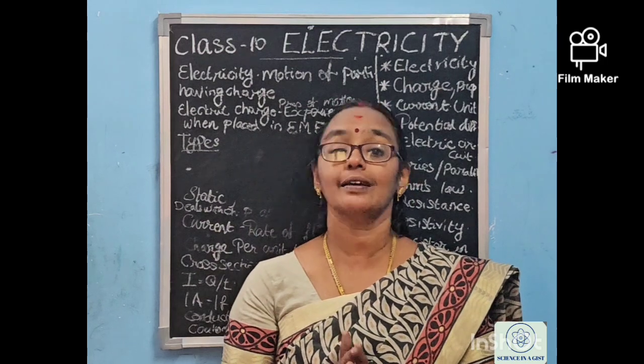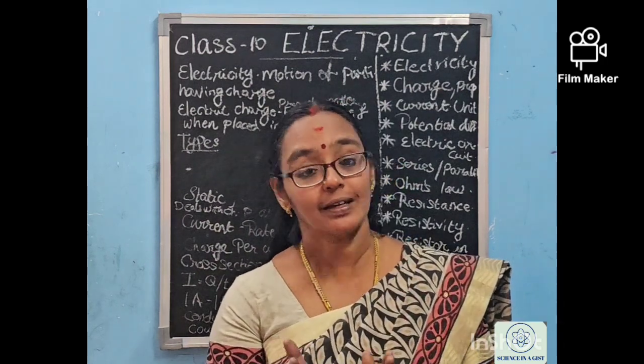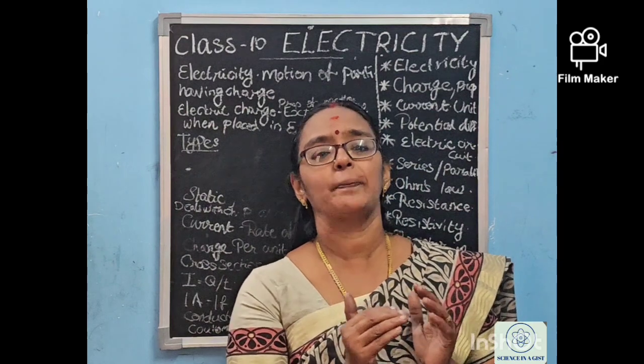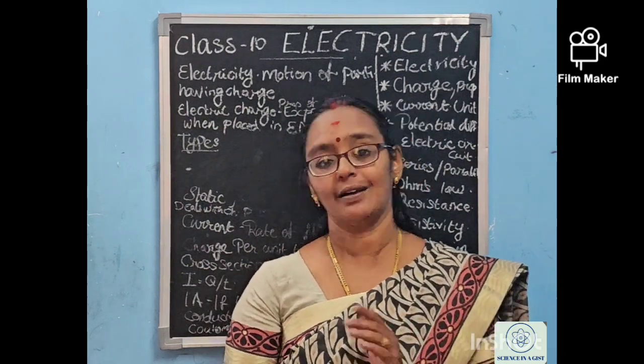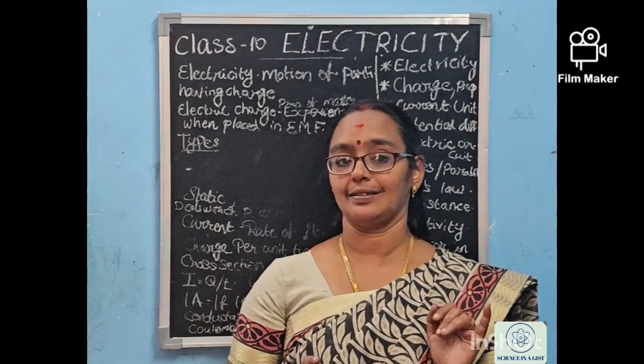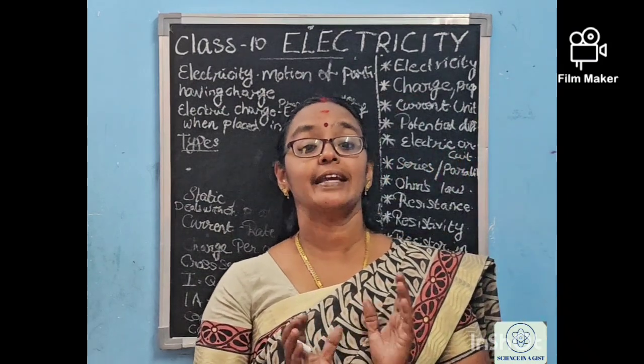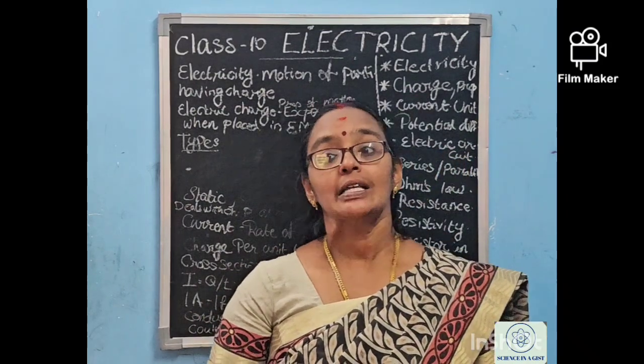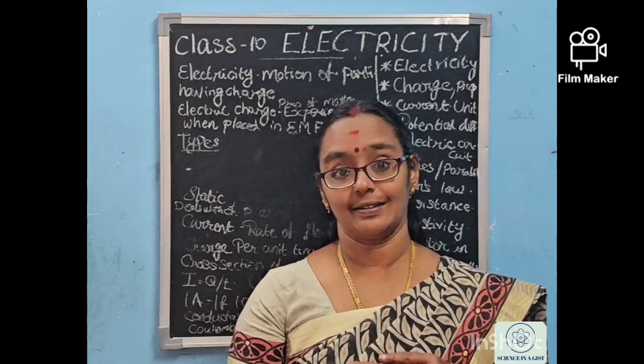Then semiconductors are the ones which allow the charged particles to move through them partially. So they are called semiconductors. So conductors, insulators and semiconductors. We are learning that electricity can be of two types. What are they? Static electricity and current electricity.